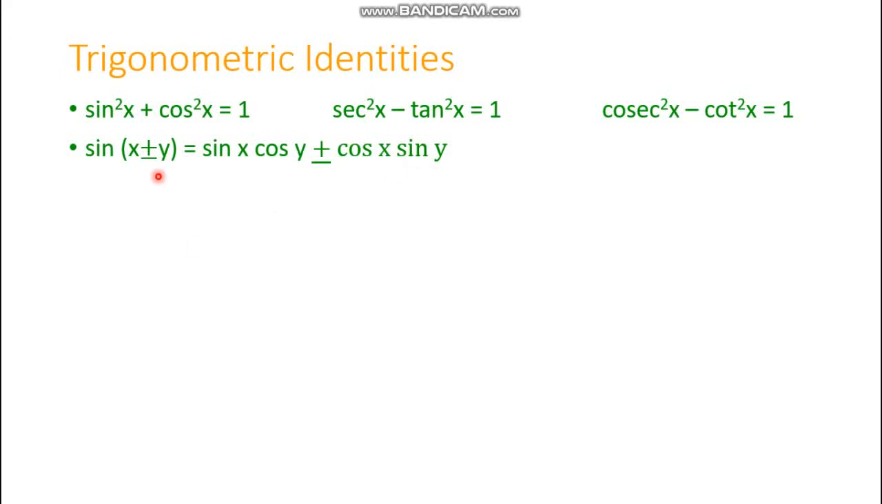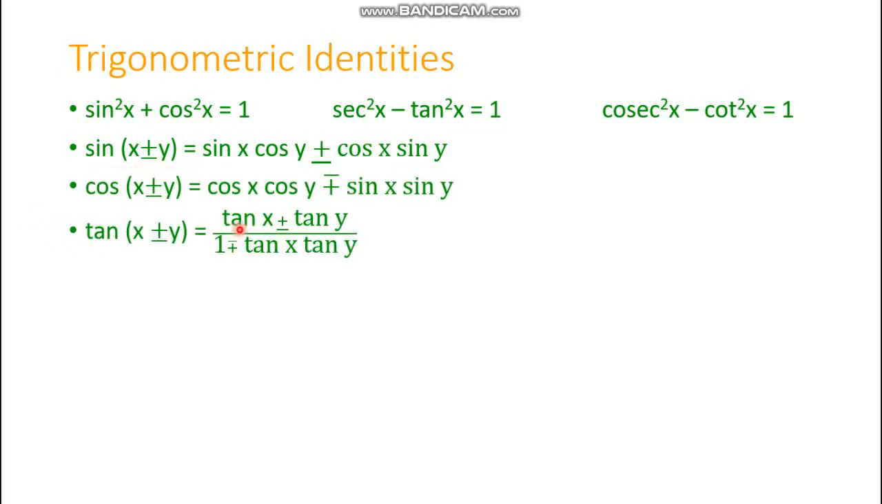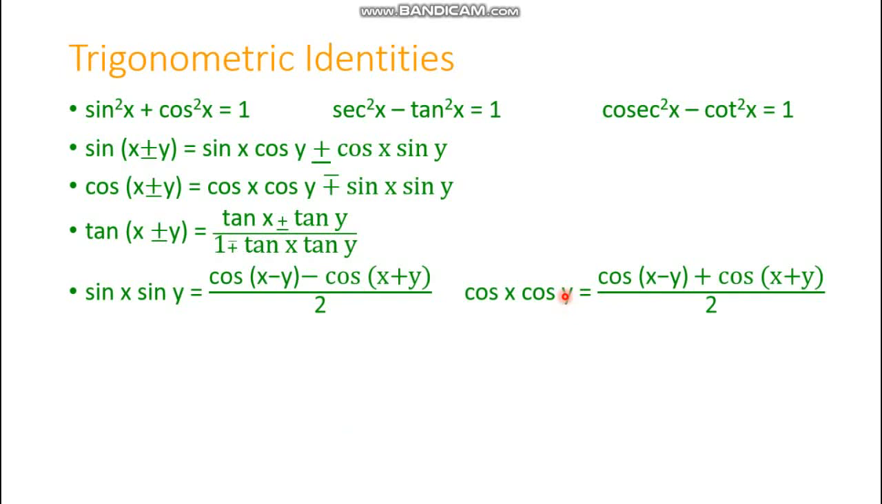That means if it is sine of x plus y, then it is sine x cos y plus cos x sine y, and if it is x minus y, then it would be sine x cos y minus cos x sine y. Similarly, tan of x plus minus y is tan x plus minus tan y divided by 1 minus plus tan x tan y. So you have to be very much cautious.